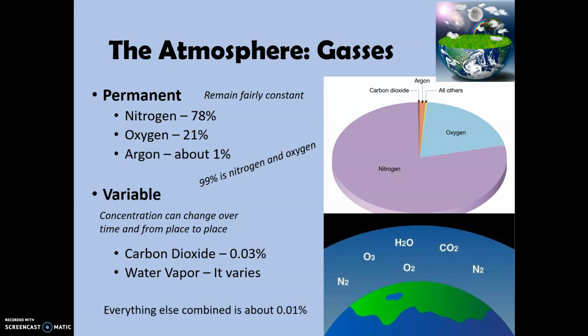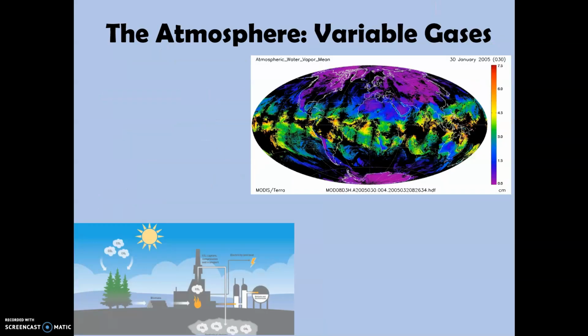And then everything else combined is about 0.01%. So we're talking about a very small amount of all of the rest of the gases that make up our atmosphere. Added together is 0.01, very small.